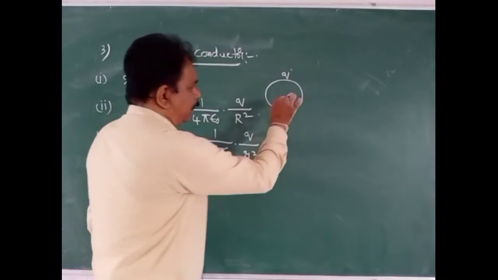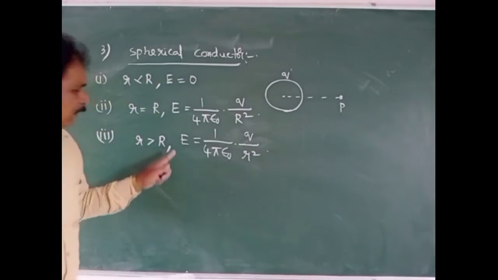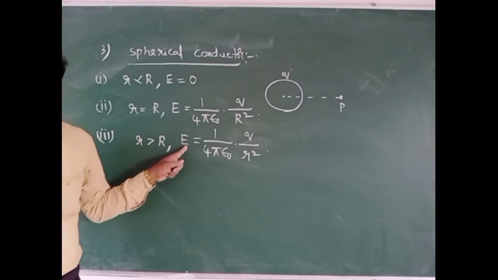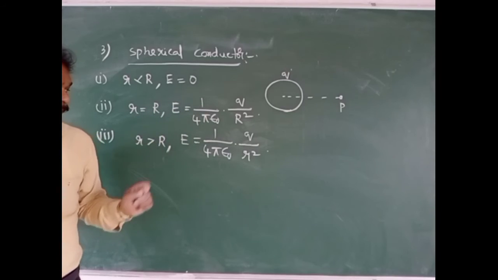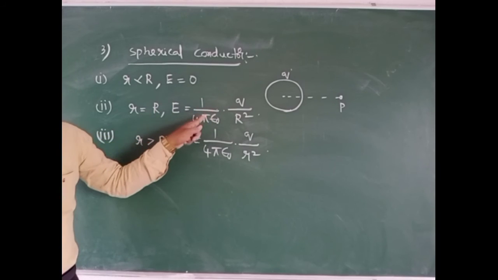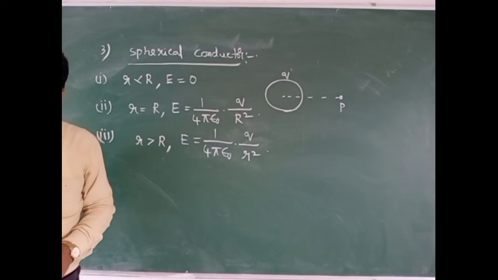If the point is here, to find the field intensity, this formula we have to use. What is capital R here? Radius of the sphere. If the point is on the surface, this formula. Inside, no charge will be there, no field will be there.